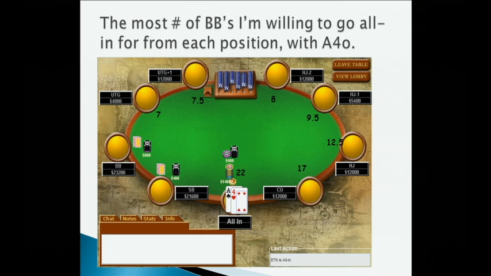So I wrote down in black how many bets I'm willing to risk from each position with ace-4 offsuit. Notice that from the button, it's huge. It's 22. But under the gun, it's a lot smaller. It's only 7. And roughly it decreases like a 1/x curve, an inverse curve.